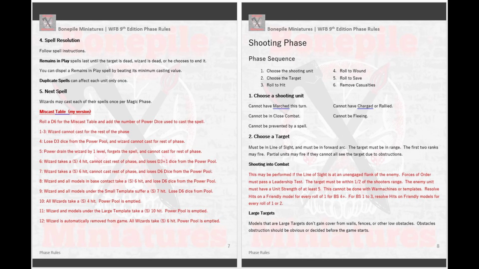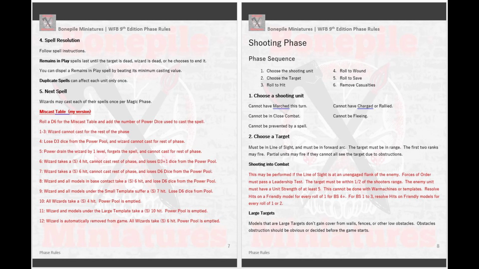And now we have finally made it on to the next page. And this page finishes up the magic phase. And the only change here left to cover is that I did go ahead and write my own miscast table. Why did I write my own table? Because I like variety, and I wanted to have a different miscast result for each dice score.